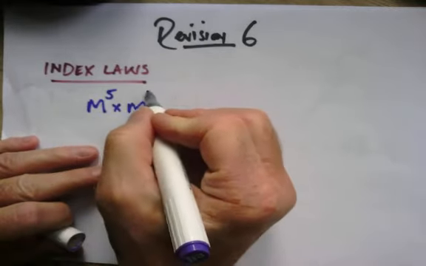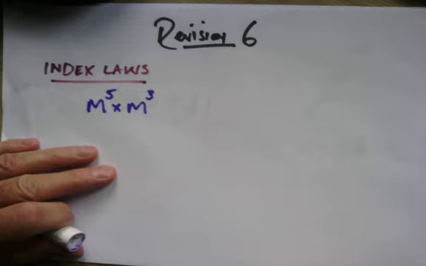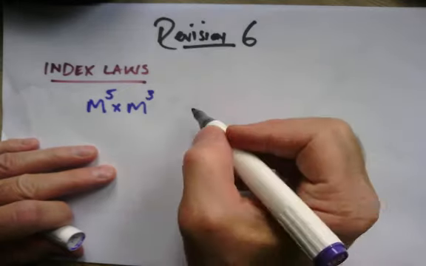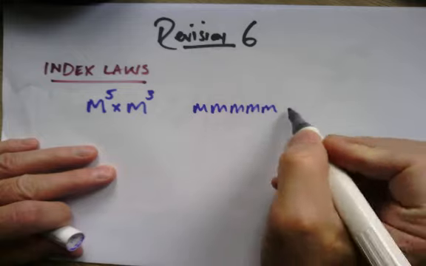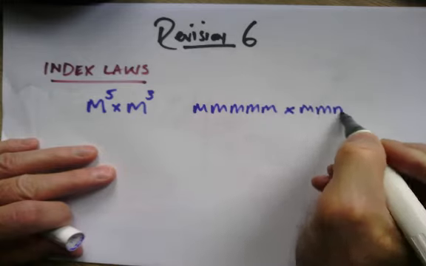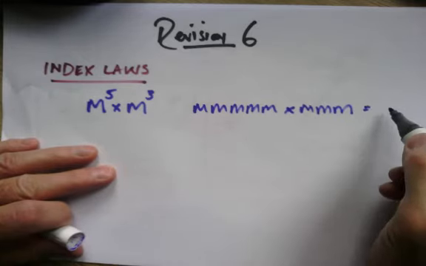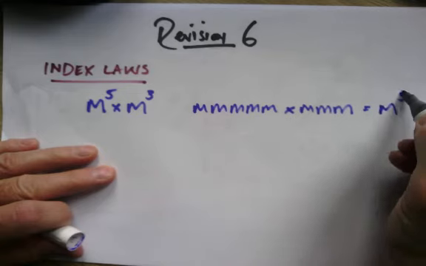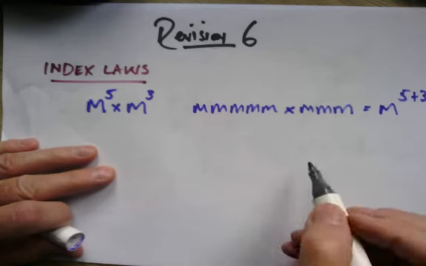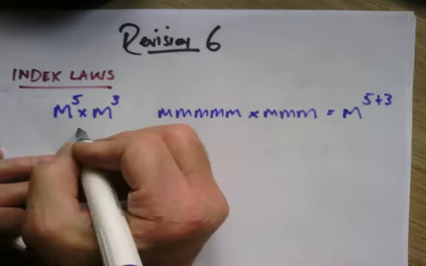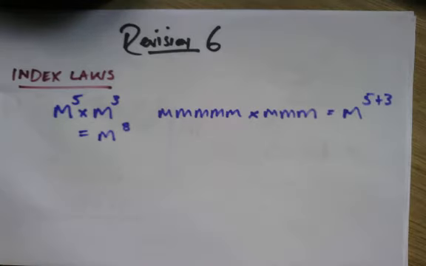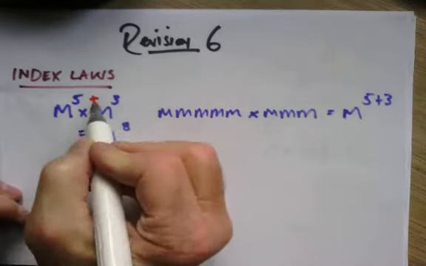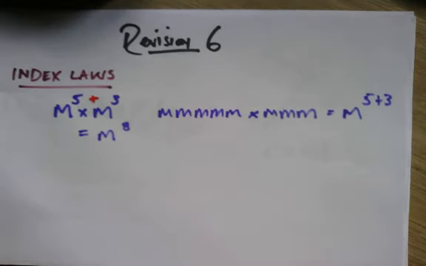is m to the 5 times m to the 3. Essentially what that means is you've got 5 sets of m all multiplied together times 3 sets of m. And as you can see, overall I've got 5 plus 3, so that equals m to the 8. So when you multiply, you actually add the powers. So when you multiply, you add the powers.